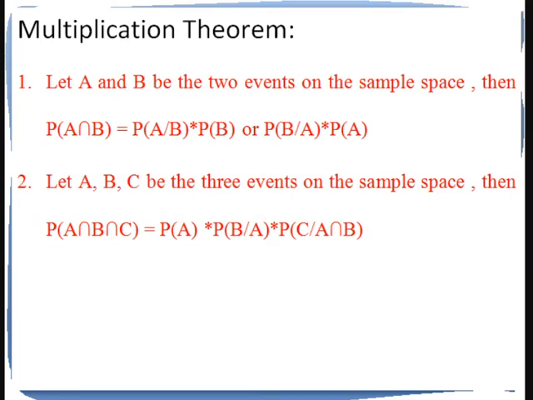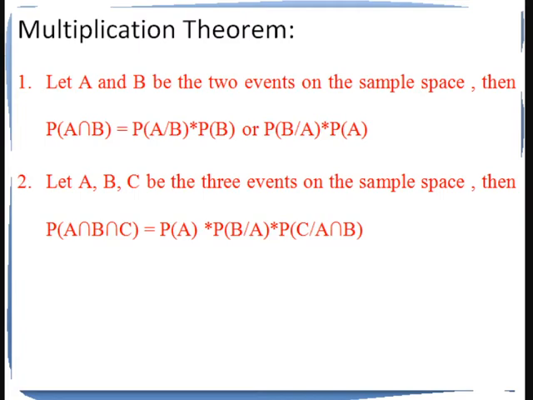Now we see the concept of multiplication theorem. By using multiplication theorem, we can find the probability of simultaneous occurrence of the events in case of two events or three events or more than three events. The statement of multiplication theorem is, let A and B be two events on the sample space omega, then probability of A intersection B is equal to probability of A given B into probability of B, or probability of B given A into probability of A.